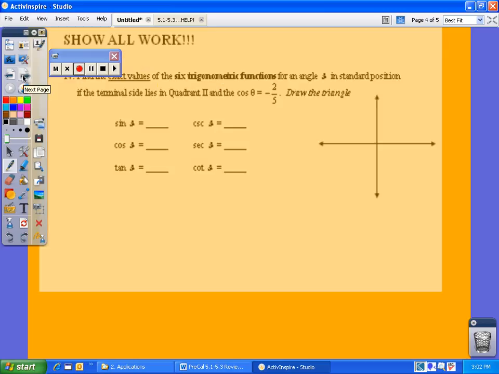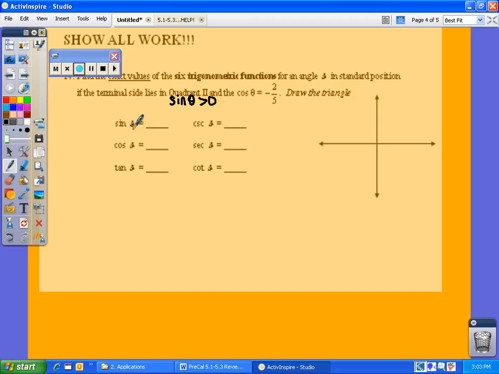Alright, it says find the exact values. Exact values mean no decimals. So if you have a decimal, you do not have an exact value. You have an approximation. So the exact value would mean just fractions. Okay? So it says that our terminal side lies in the second quadrant and that cosine is negative 2 over 5. Second quadrant means that sine is positive. That's basically all you need to know. So if sine is positive, that means all of our answers for sine and cosecant need to be positive.